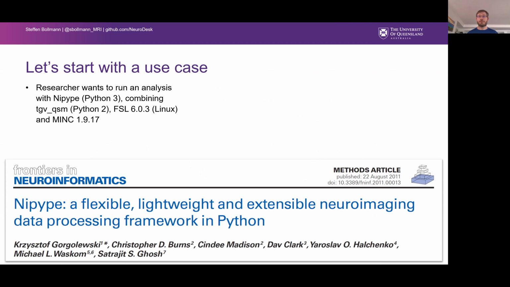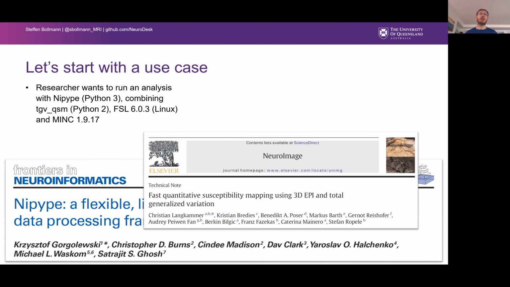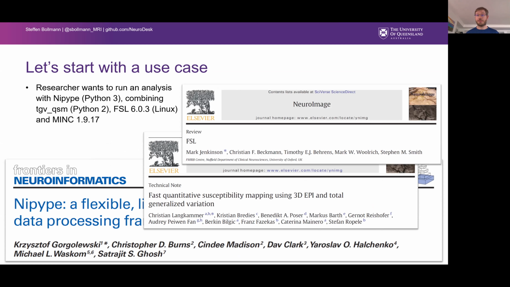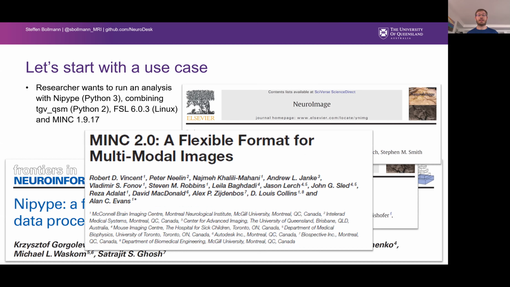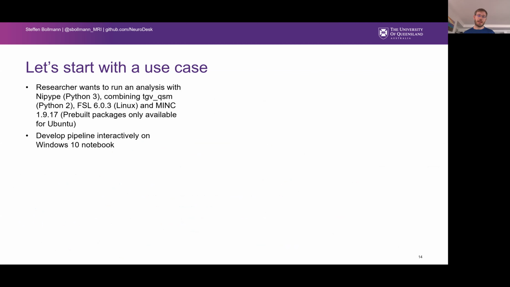So to define what we really wanted to do, we started with a use case. Here this researcher wants to run an analysis with a tool called Nipype, which uses Python 3, and combine it with TGV QSM, which is still Python 2 and hasn't been updated yet. Then the researcher also wants to use FSL, which is a common toolkit, and the MINC toolkit to do this work. The researcher has access to a Windows 10 notebook. That's where the researcher would like to develop this pipeline.